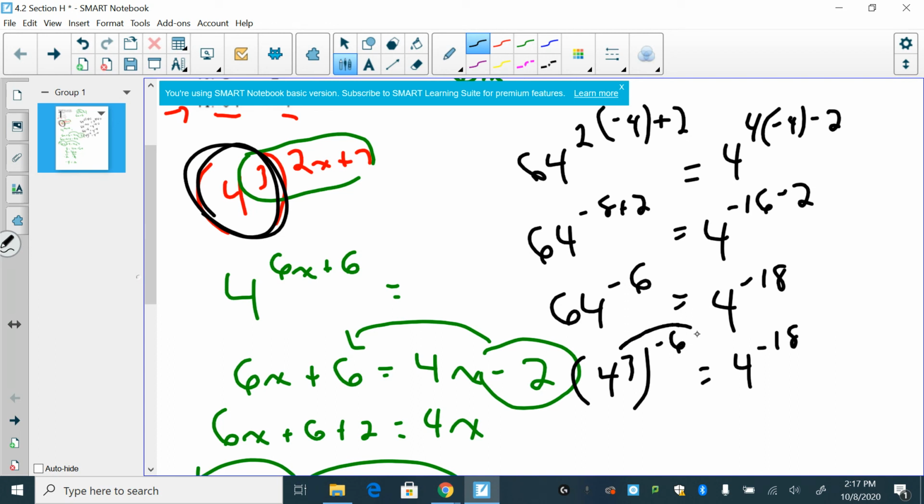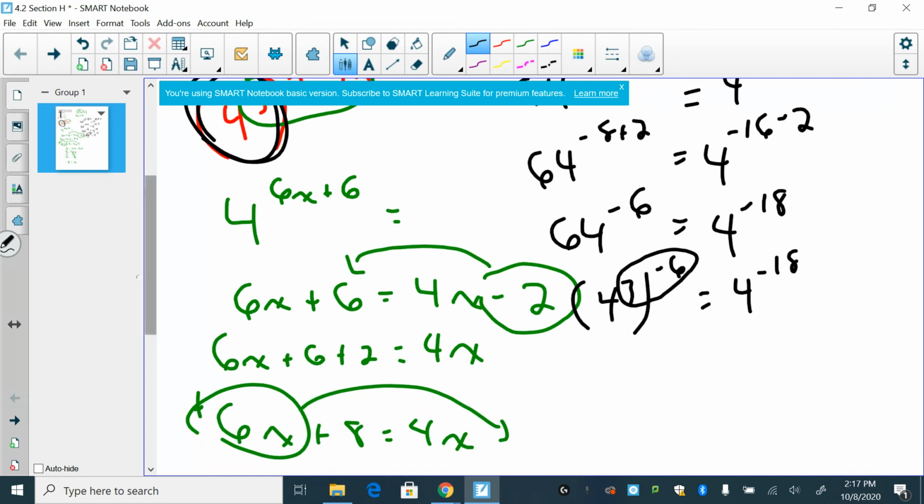And then wait a minute, these two, when you have an exponent raised to another exponent, you can multiply, or that's the easiest way. So 3 times negative 6, that's actually negative 18. And they look exactly the same, and we're good.